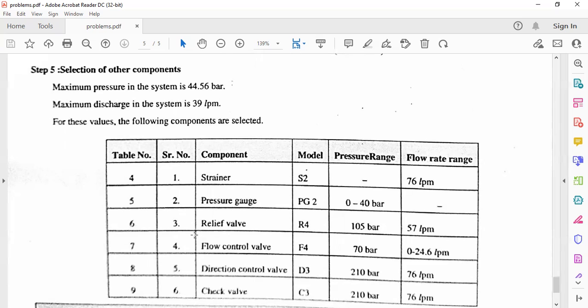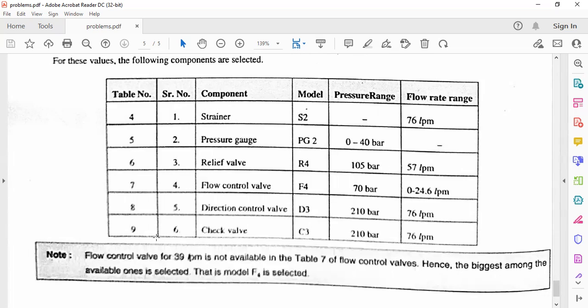Serial number 6, table number 6, component relief valve, model R4, pressure range 105 bar, flow rate range 57 liter per minute. Serial number 7, flow control valve F4, 70 bar, 24.6 liter per minute. Serial number 8, direction control valve D3, 210 bar, 76 liter per minute. Serial number 9, table number 9, component check valve, model C3, pressure range 210 bar, flow rate range 76 liter per minute.